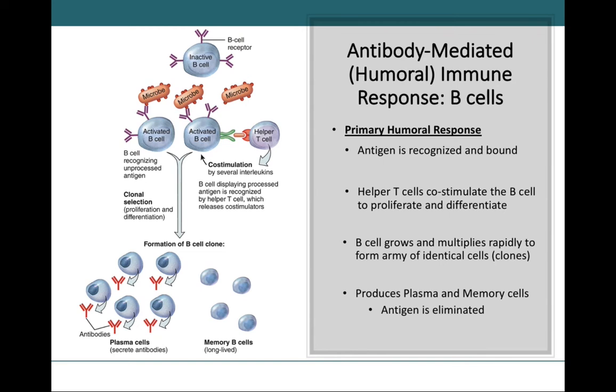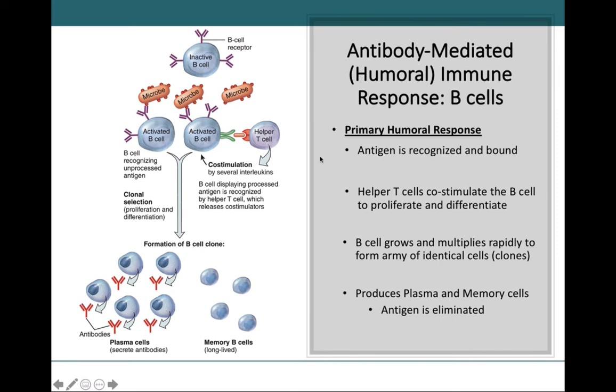So our humoral immune response can be classified as both primary and secondary. And I would actually prefer to call these the first and second humoral responses because I think that would be a little bit more accurate. The primary humoral response simply is the first exposure to a particular antigen. This slide shows us the primary humoral response.